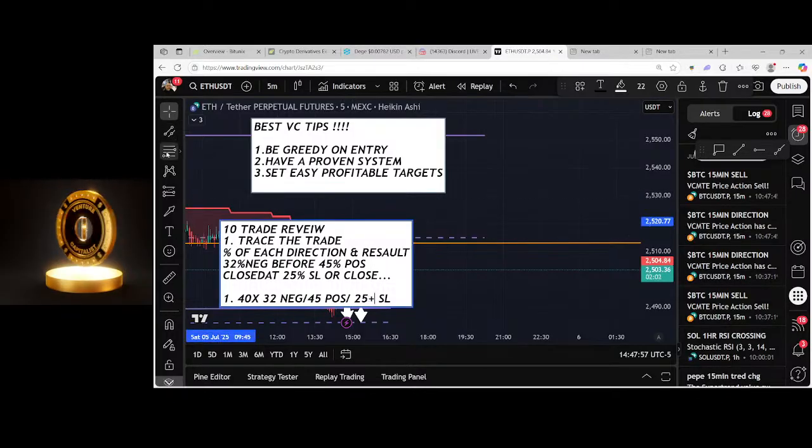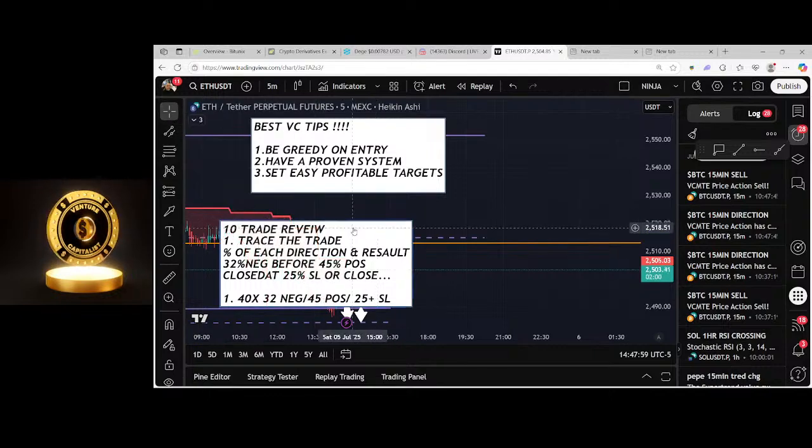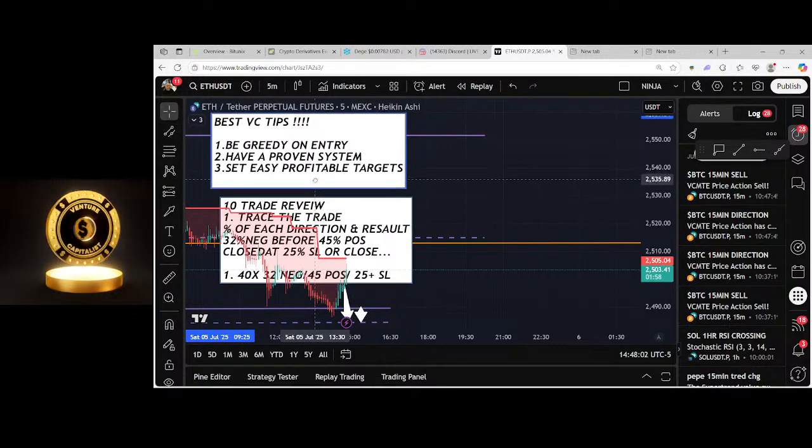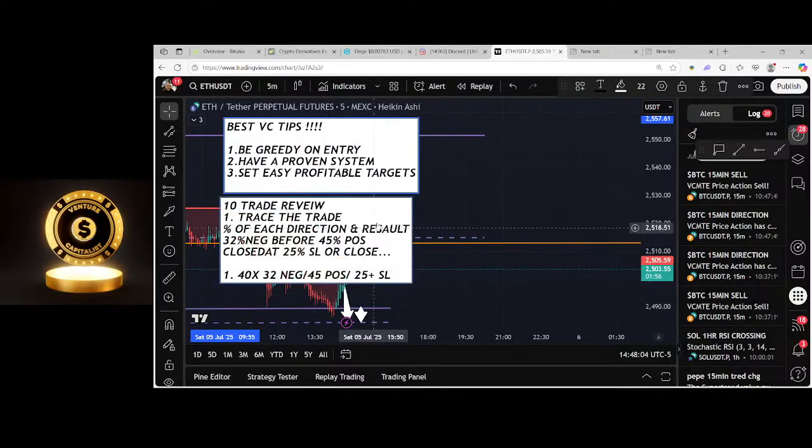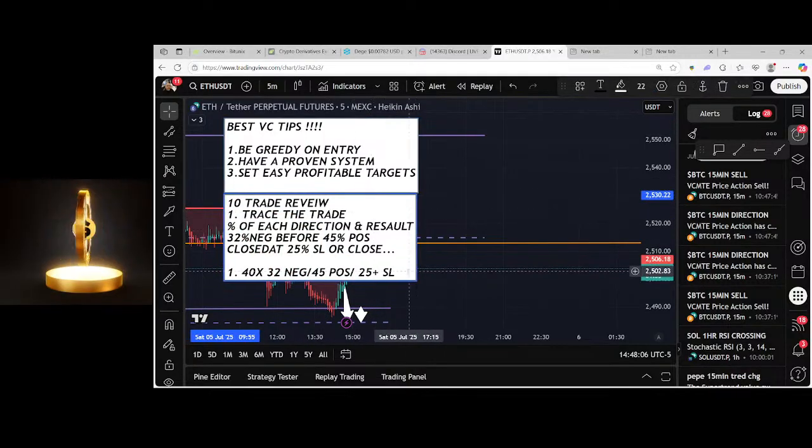Okay. So this is the beginning of how you track your trades. This is a 10 trade tracker. That's what we're doing. A 10 trade tracker. Does that make sense? Hit the ones in the chat if that makes sense.